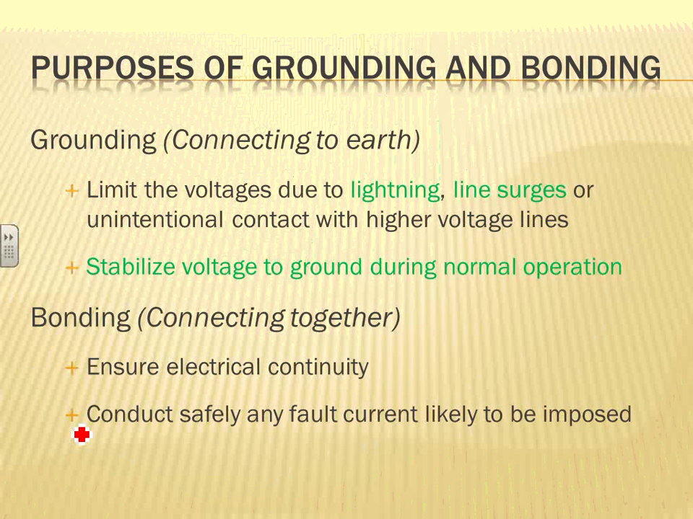Purpose of grounding. Why do you ground the system versus ungrounded? So, back to the basics. When you have a grounded system, guys, you limit the voltage due to lightning and surge. Stabilize. So I always say, what's the disadvantage of a delta? We have a delta ungrounded system.